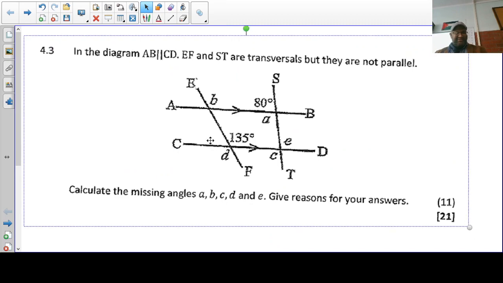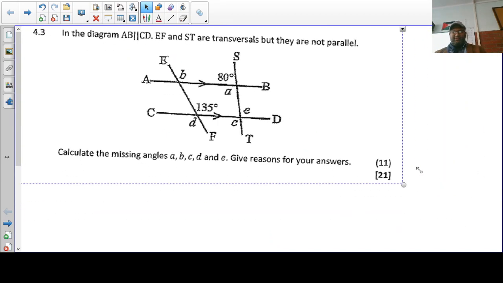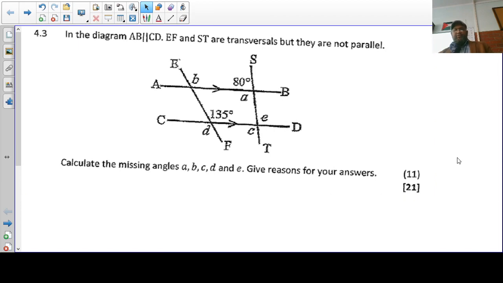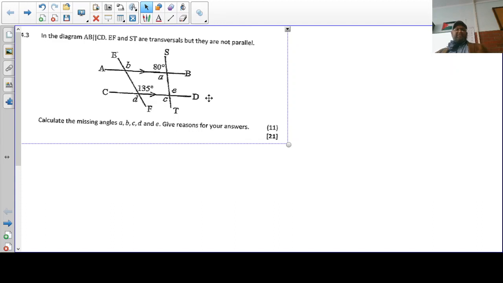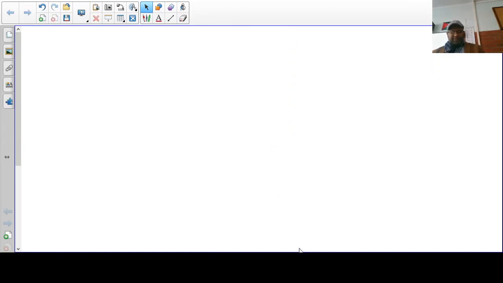Right, 4.3. Okay, let's make this smaller. So we are told that in the diagram AB is parallel to CD, and ST is a transversal, but they are not parallel. ST and EF are transversals but not parallel. The question says solve for A to E, I think it is. Okay, I'm just going to cut the diagram only so that I can enlarge the diagram.